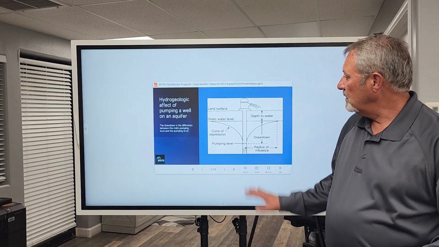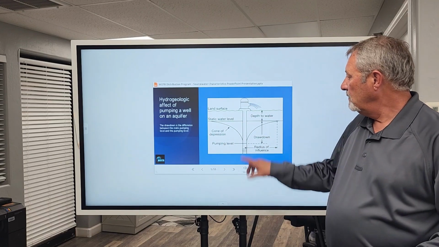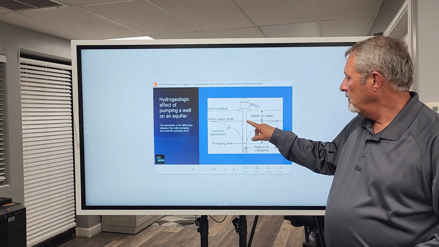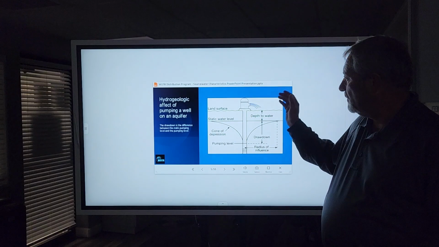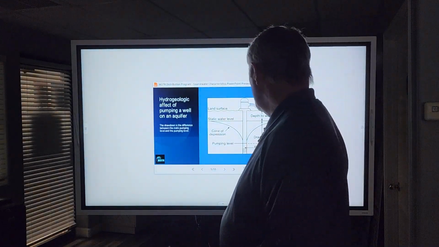Now, here's a diagram of a well. We have the motor up here. The well pumps water from below the water table.